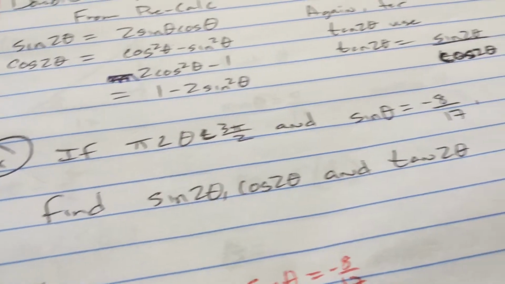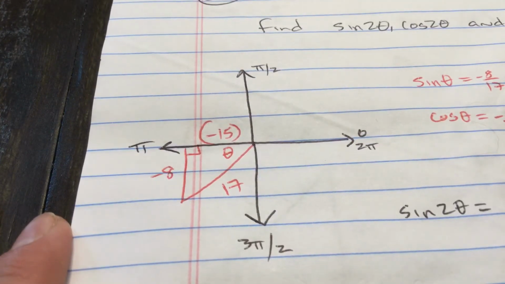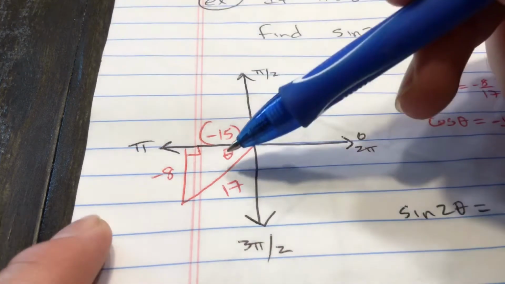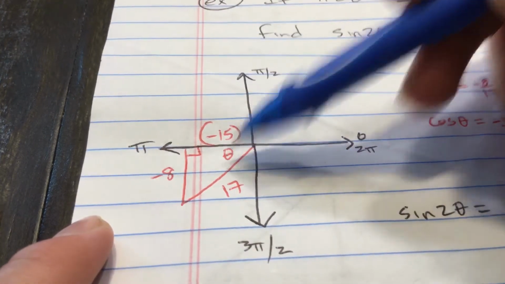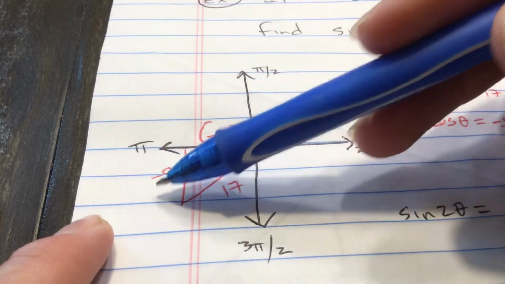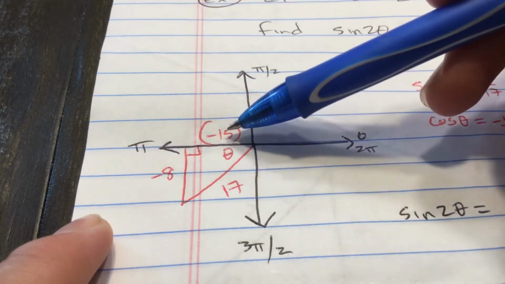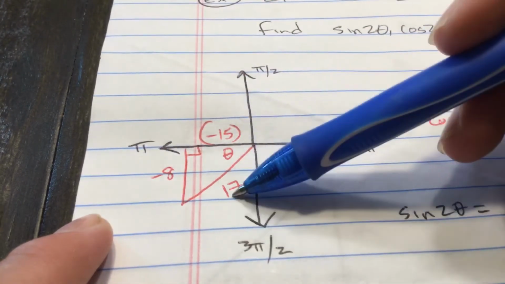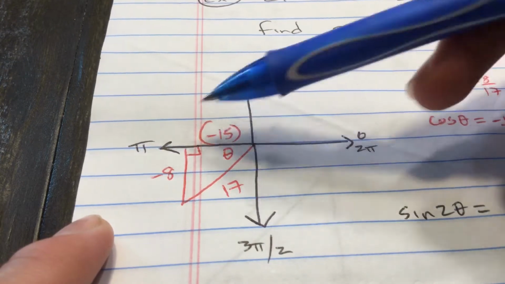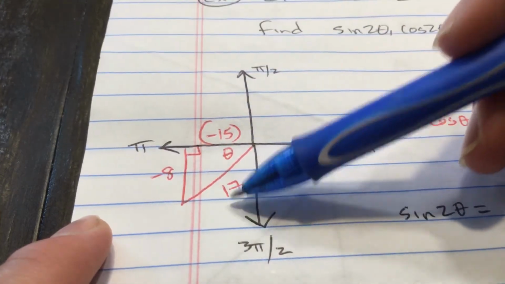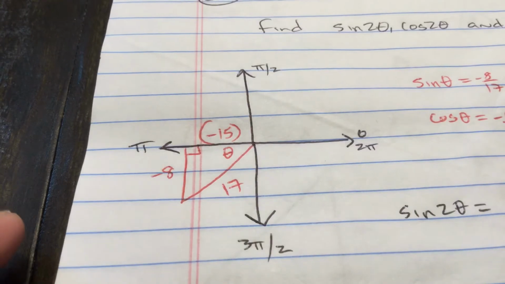So what you're going to do is, I have given you an angle that is in the third quadrant, so draw this Cartesian plane out. Third quadrant, there's theta. Sine is negative 8 over 17, opposite over hypotenuse. This is an 8, 15, 17 triangle, Pythagorean theorem. Both x and y are negative. Again, the radius is always positive.